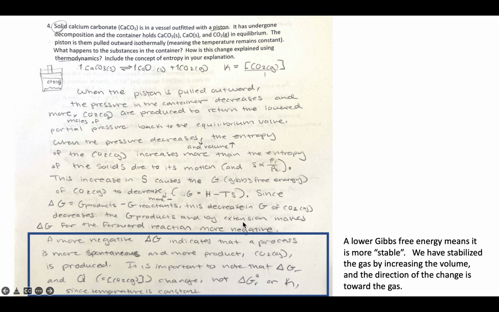This idea here that a lower Gibbs free energy, so that is our direction. We're going from a higher to a lower Gibbs free energy. Something that has a lower Gibbs free energy is in a sense more stable. We have stabilized the gas here, increasing its entropy by increasing the volume. And the direction of the change, therefore, is toward the gas. When we're thinking about a thermodynamic explanation involving entropy, these are the kind of details that we have here.